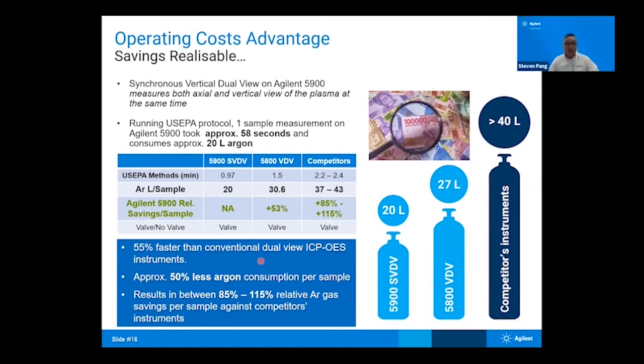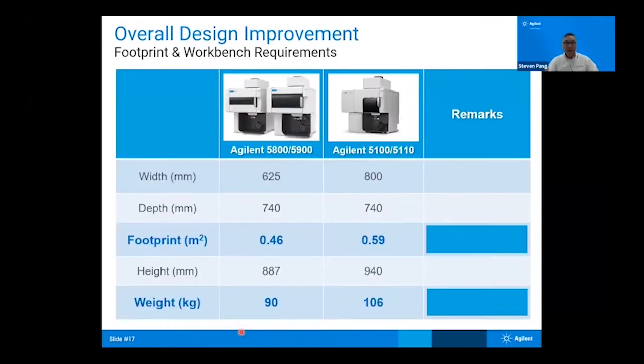Okay, so bottom line, 55% faster than conventional dual view ICP-OES, approximately 50% less argon consumption, and giving you between 85 to 115% relative argon consumption relative to the 5900 per sample against competitors' instruments. Now, what about in terms of overall design?